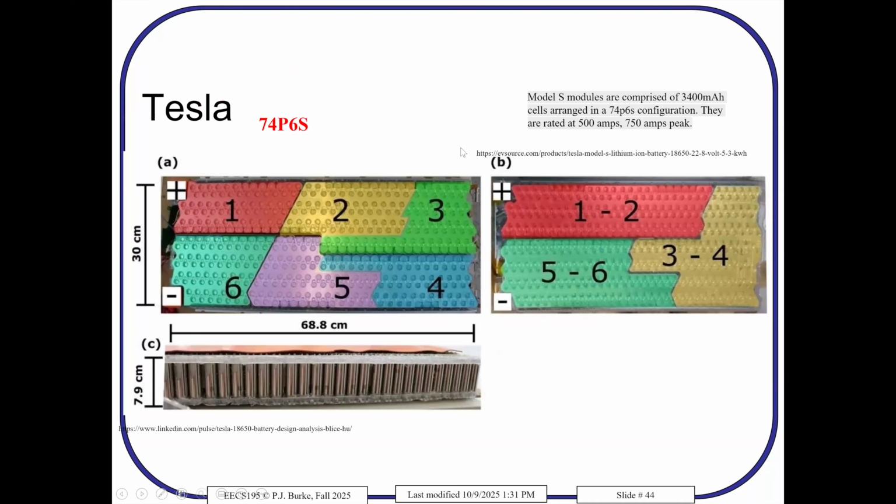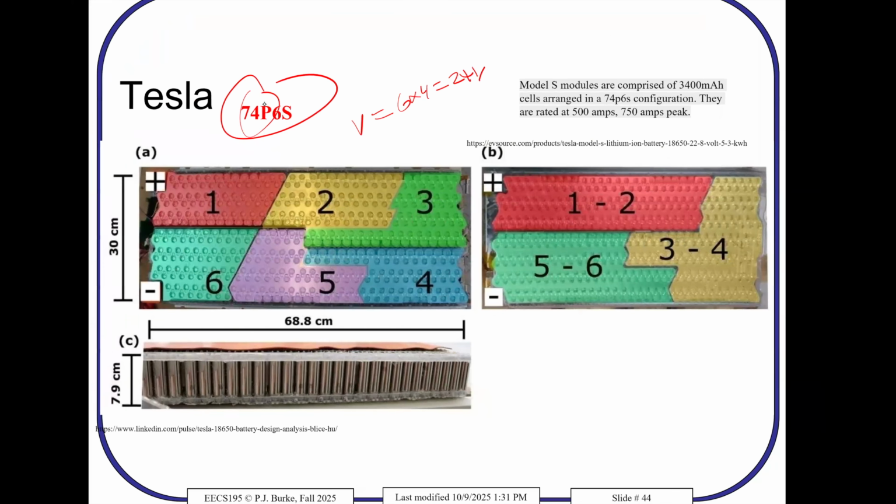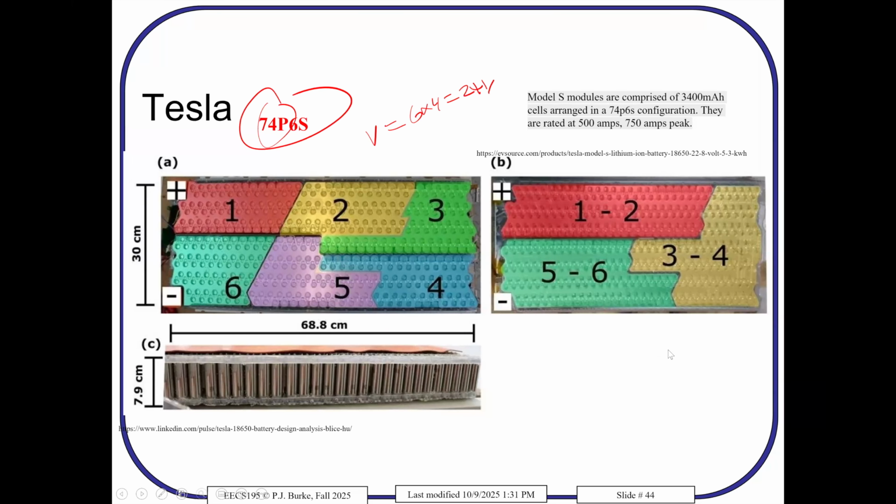Because we only have 15 minutes left, I want at least 10 minutes for the demo. But if you look at it, a single pack is 74P 6S. So 6S gives you how many volts? 24 volts. And then there's 74 in parallel. If each one could take 10 amps, how many amps can 74 in parallel take? 740. This one is rated at 500 amps, so it's 750 amps.